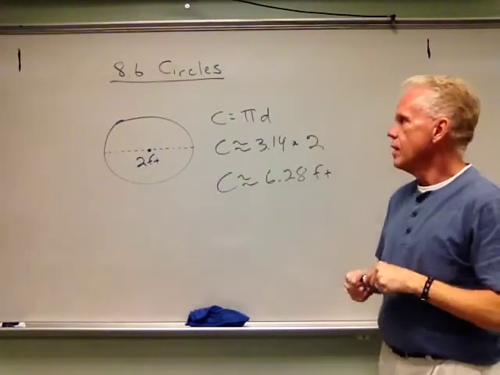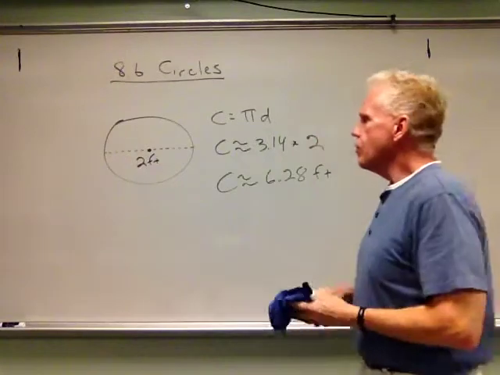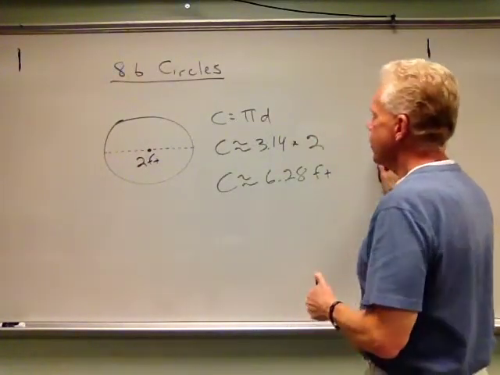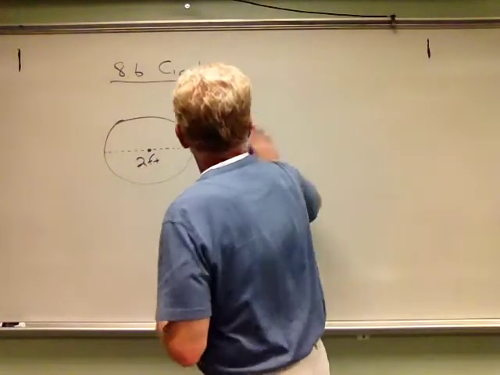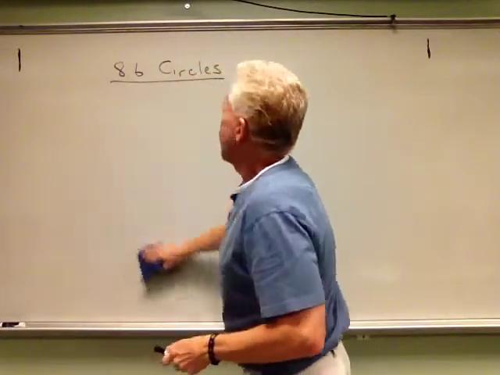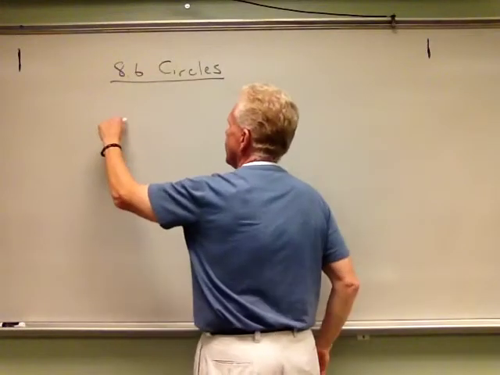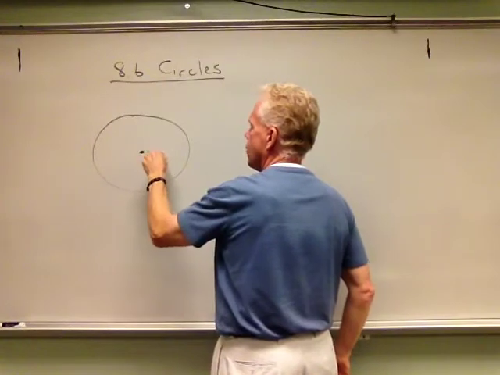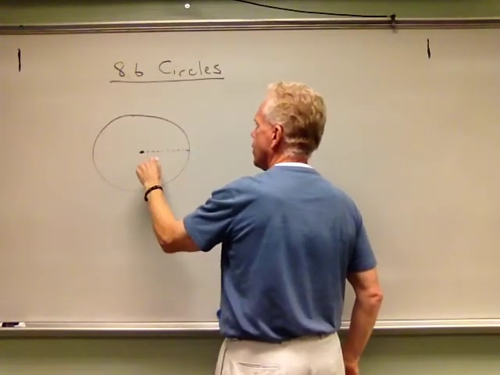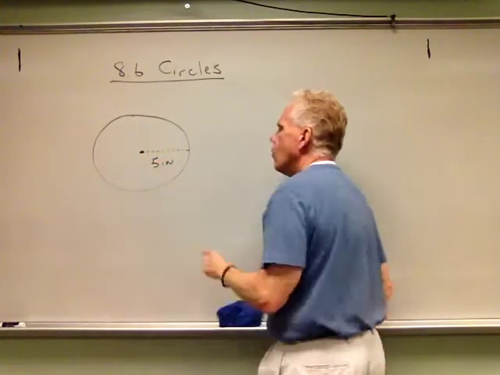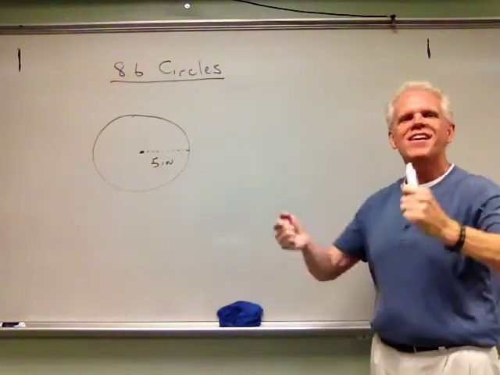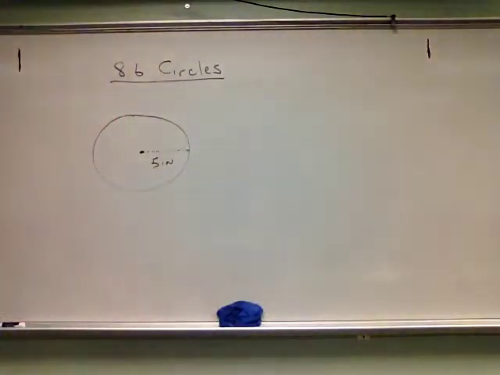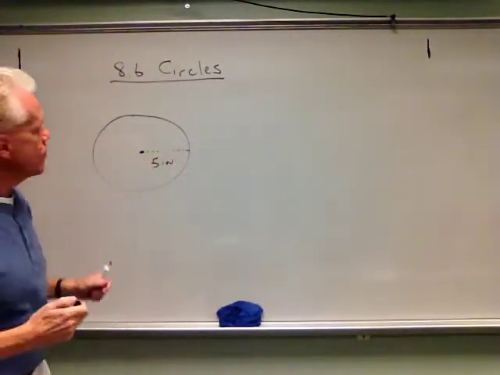6.28 feet. All right? Let me give you another example of one that's a little bit trickier. So we've got this other circle now. This time we're looking at this measurement right here, and this is 5 inches. What is that measurement called? Yes, you got it. That is the radius. So we're talking about the radius of this circle.